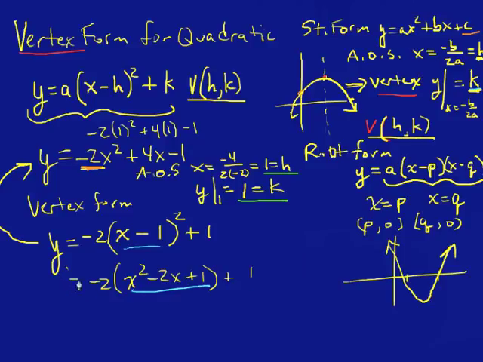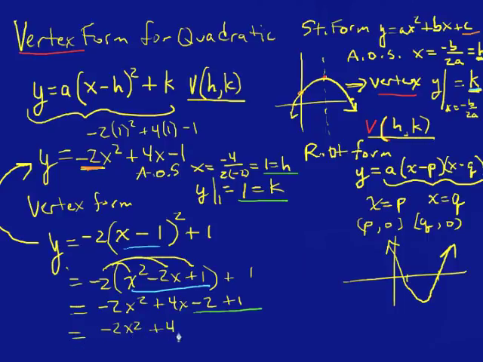Plus 1. Oh, I forgot my negative 2. Distribute this negative 2 over each term. We get negative 2x squared plus 4x minus 2 plus 1. And this negative 2 and plus 1 are the only like terms here. So we get negative 2x squared plus 4x minus 1. Exactly what we started with. So check and mate.